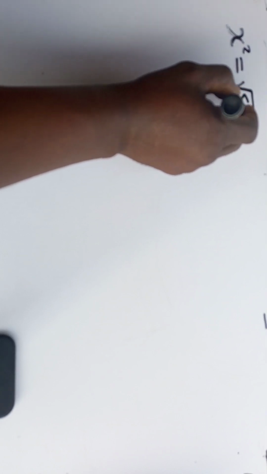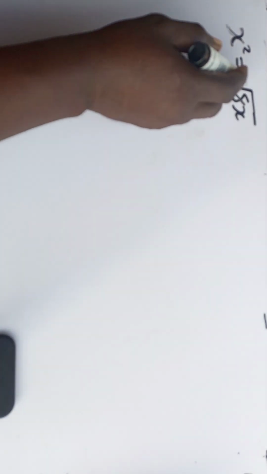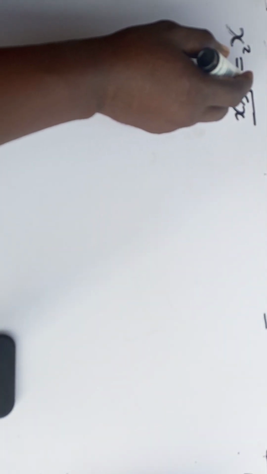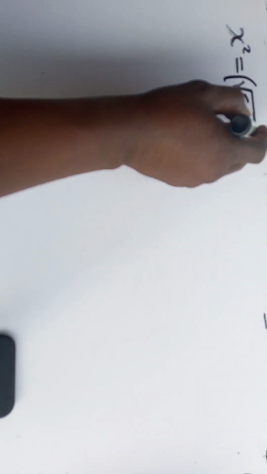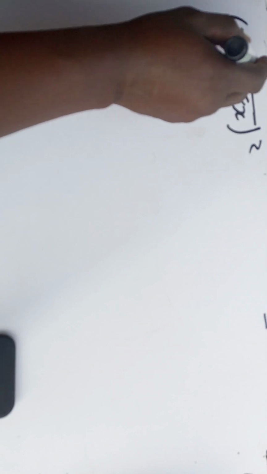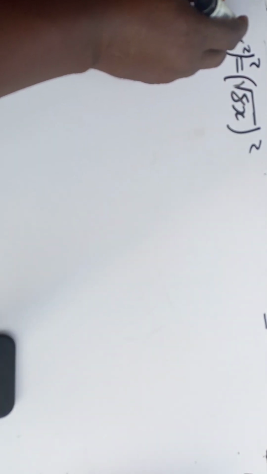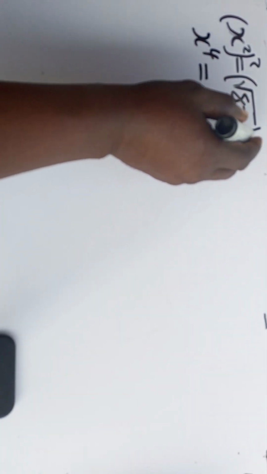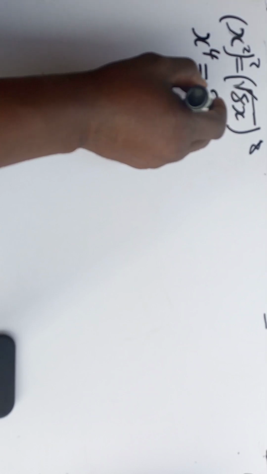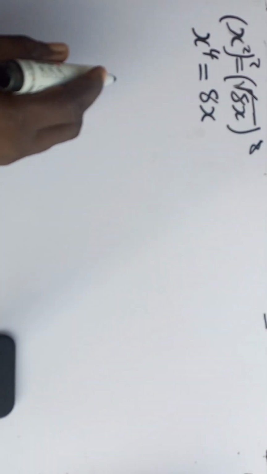Our equation is x squared is equal to root 8x, to solve for all the values of x. So the first thing to do is to remove this radical sign. The opposite operation of square root is square, so we're going to square both sides. We obtain x squared squared, which is x to the power 4, is equal to, this square will cancel the square root sign here, 8x. So we have x to the power 4 is equal to 8x.